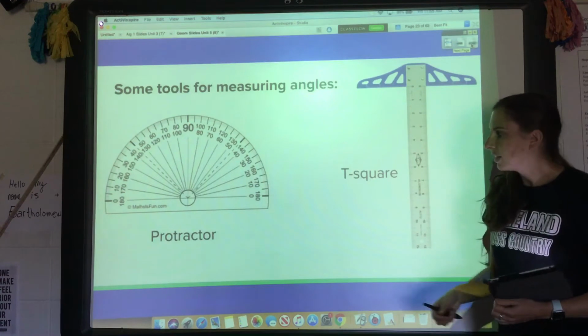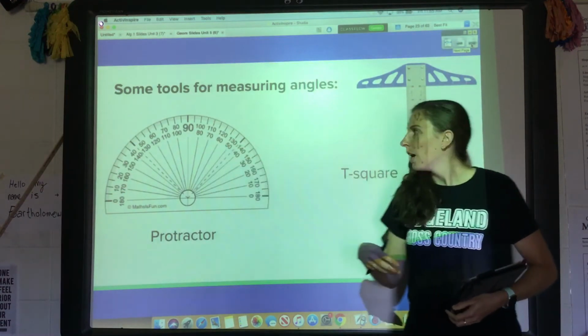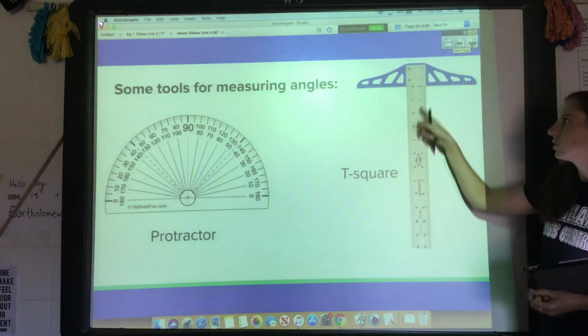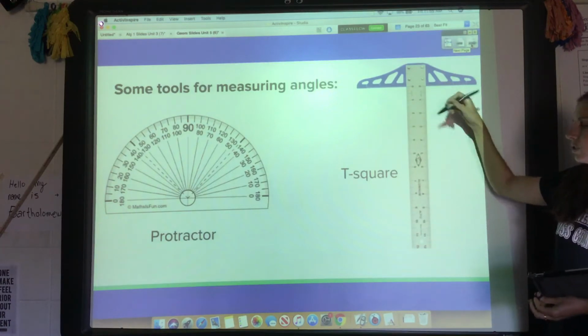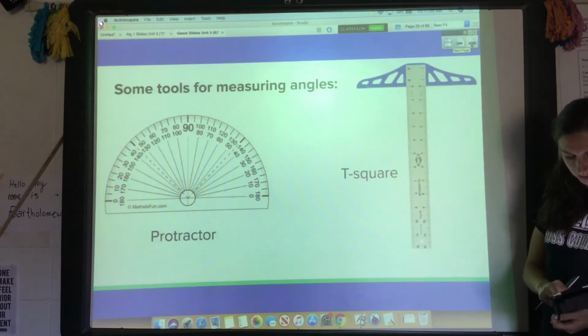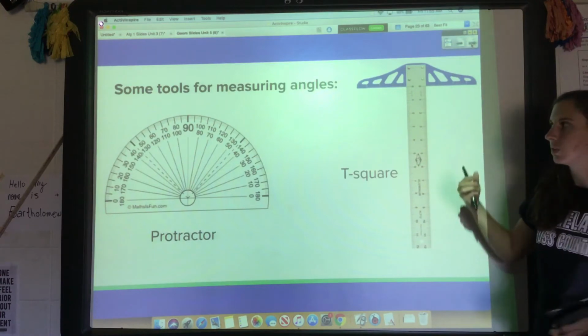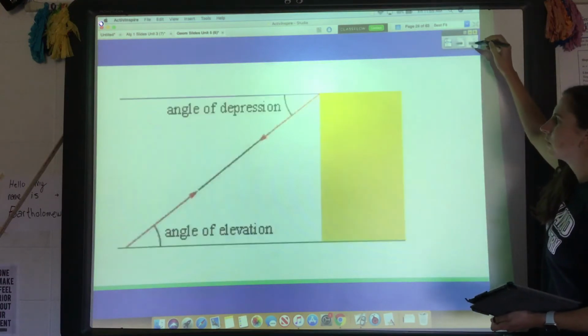There are other ways, like protractors. Also, you may have seen this tool. This is a T-square that helps measure right angles for construction stuff. So I just wanted to show you some of those tools that are out there in the world.